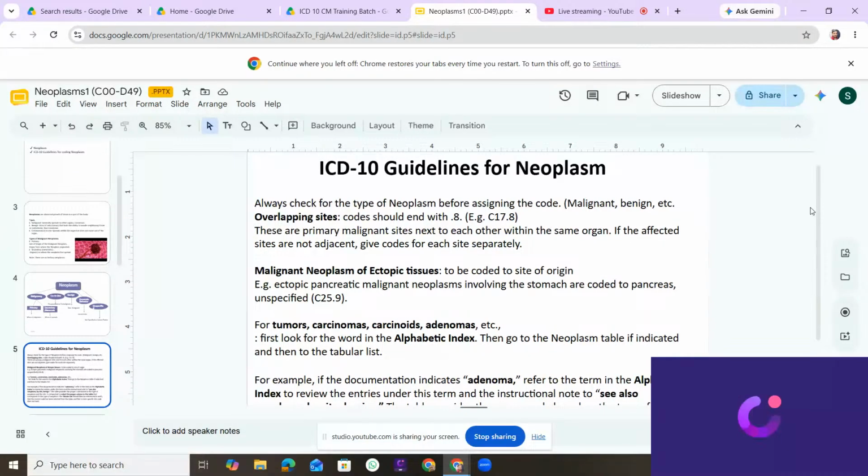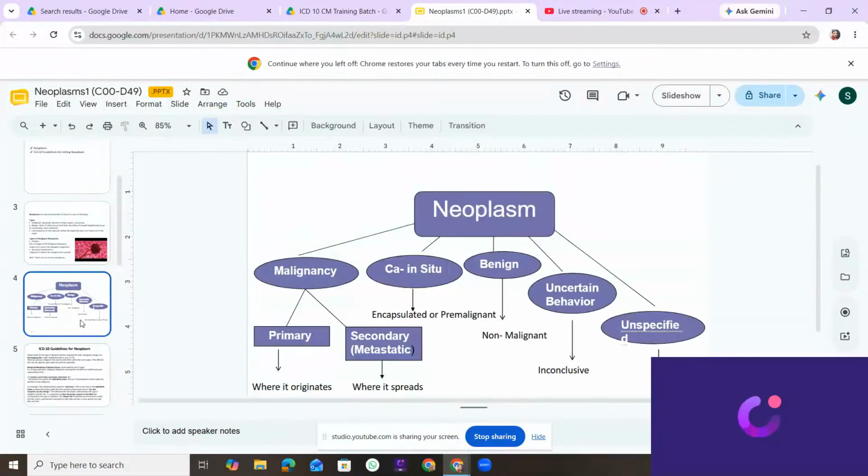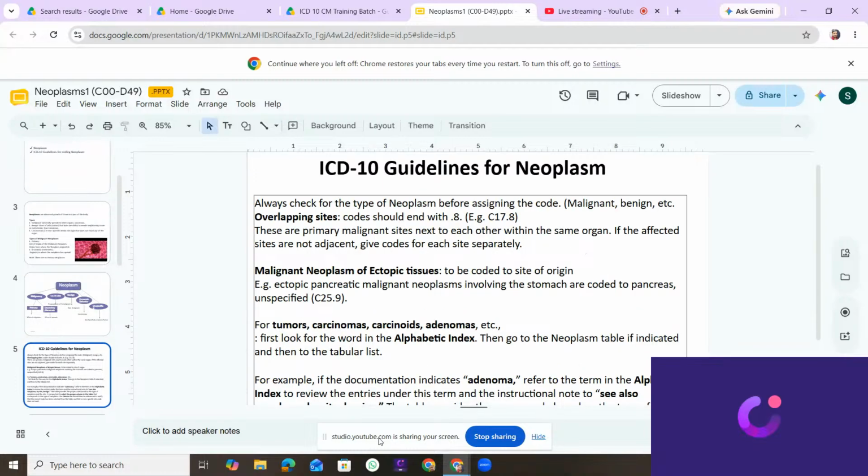Whenever we are coding an ICD code for neoplasm, always check the type of neoplasm before assigning the code. So the first thumb rule is here. First you need to identify the type of neoplasm. What is the type of neoplasm? That is malignant, benign, carcinoma in situ, like that, as we saw in the table above. So we need to recognize malignancy, in situ, benign, uncertain behavior, and unspecified. We need to identify all this information first. Then we move to the overlapping site.